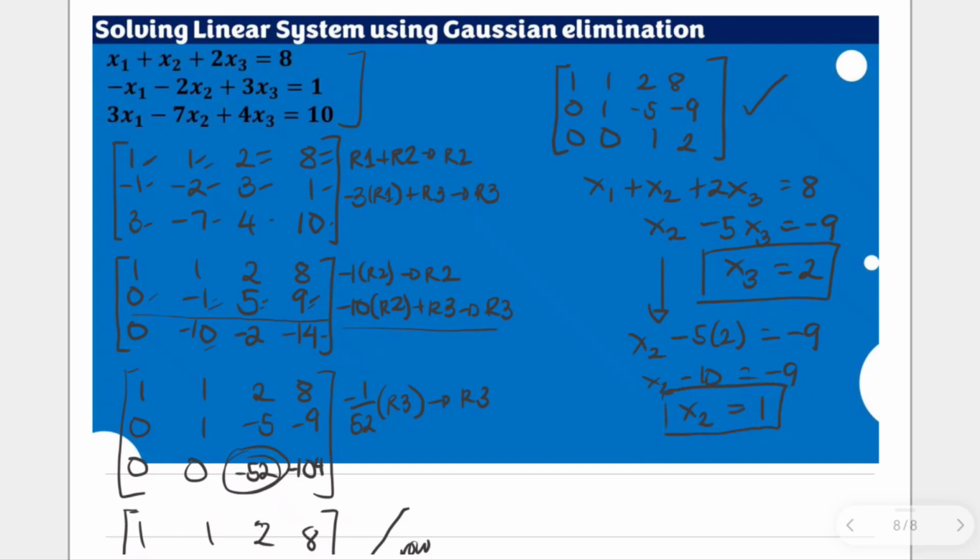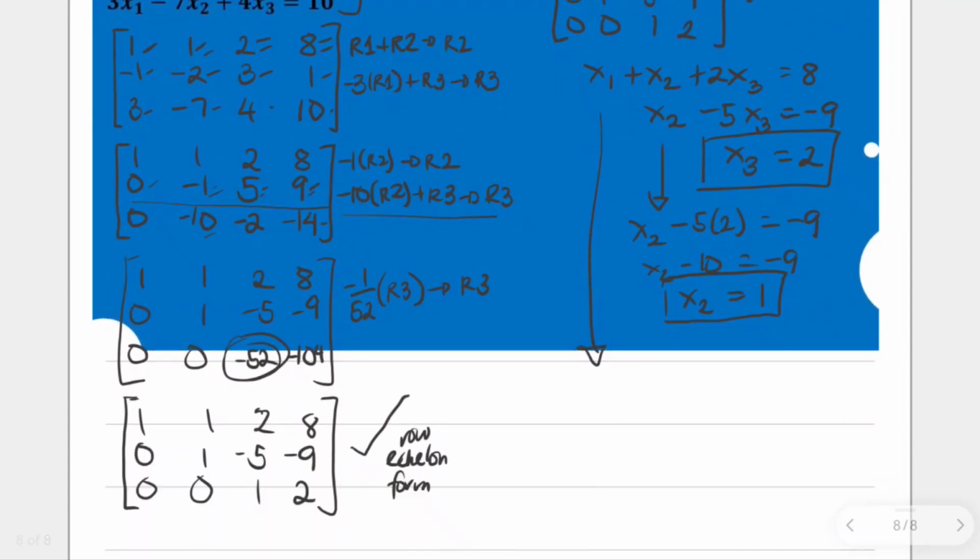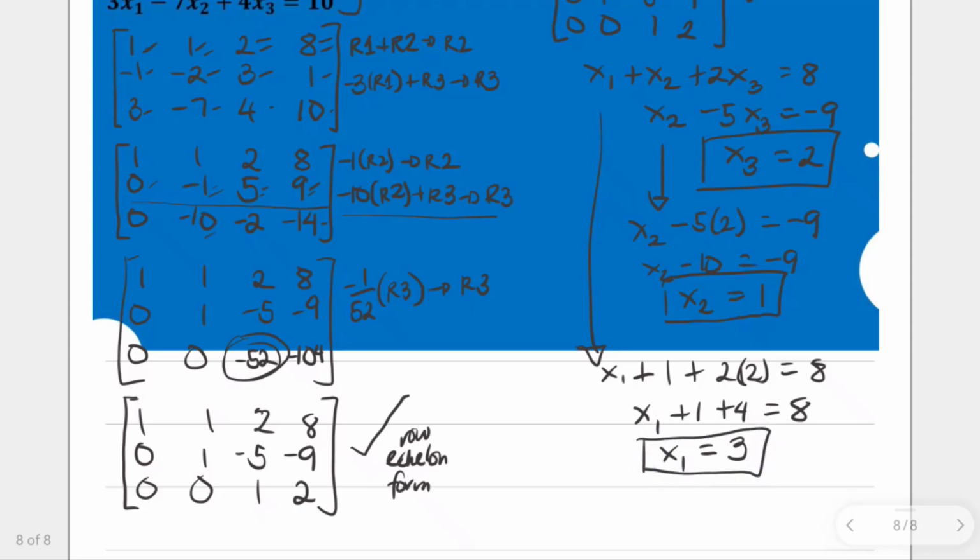And finally, for our last, or the original equation, x sub 1 plus your x sub 2, which is 1, plus 2 times x sub 3, which is 2, is equal to 8. You will have x sub 1 plus 1 plus 4 equals 8. Your x sub 1 is equal to 8 minus 5. You will have a result of 3. So the results for x sub 1, x sub 2, and x sub 3 are 3, 1, and 2 respectively.